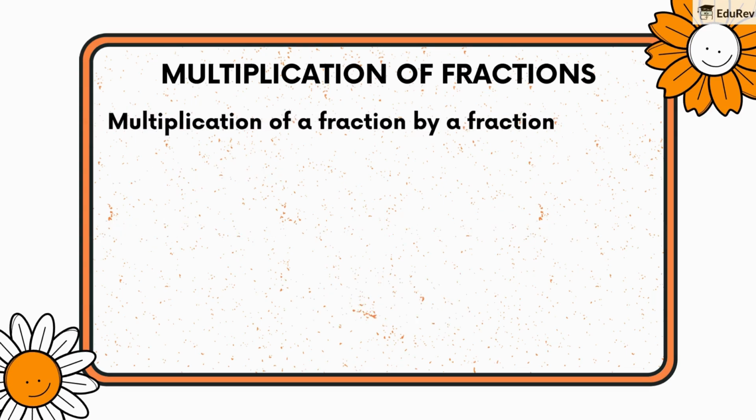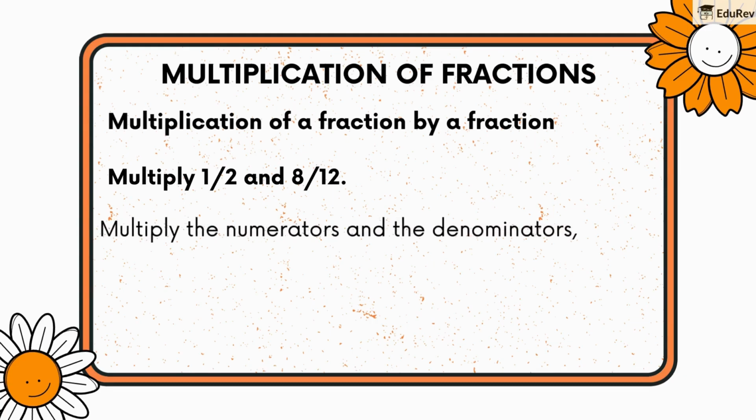Now, let's see multiplication of a fraction by a fraction. Multiply 1/2 and 8/12. Simply multiplying numerator and denominator, we get 1/2 times 8/12. It becomes 4/12 or 1/3.